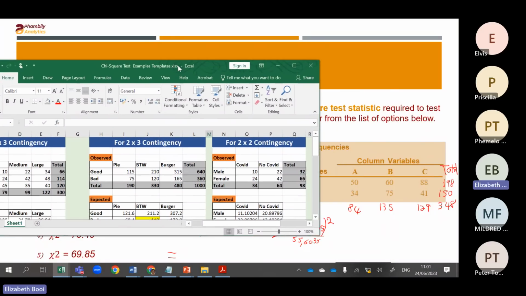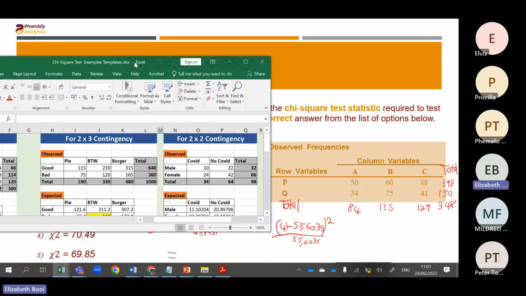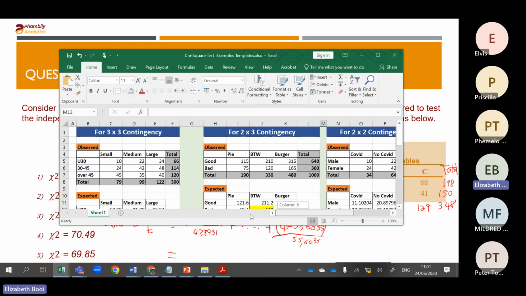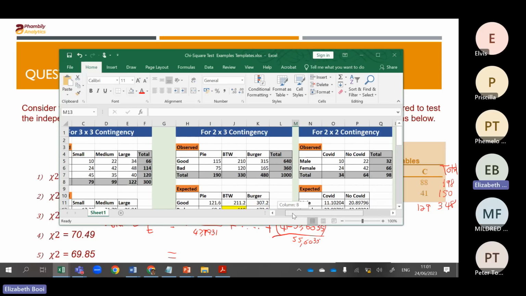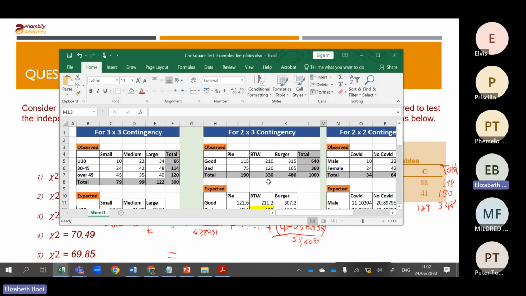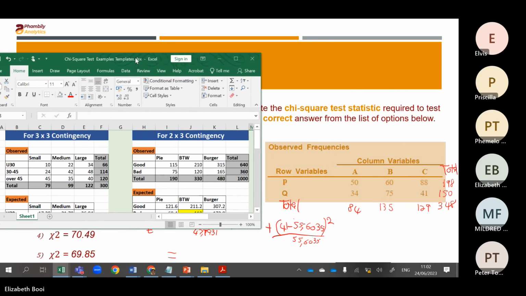Okay. So you need to recognize what table it is. It is a 2 by 3 contingency table. I've got different contingency tables here: a 3x3, a 2x3, a 2x2, and a 3x2. Since ours is a 2x3, I'm just going to hide the rest so you are able to see that. So we're going to use this.